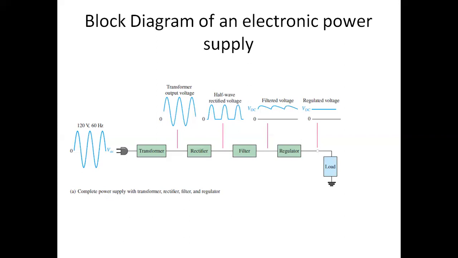A transformer plays two main roles. One, it steps down or steps up. Mostly in electronic circuits, we want step down transformers to step down the mains electricity from 120 volts or 250 volts to something smaller, like 12 volts or 24 volts before you do the rectification. So one purpose of a transformer is stepping down the voltage. But remember, there are transformers which also step up depending on the need.